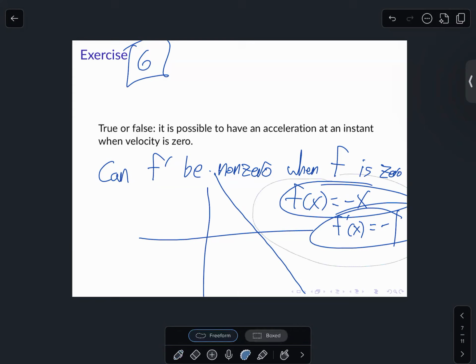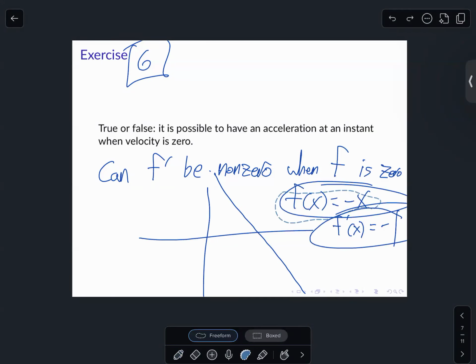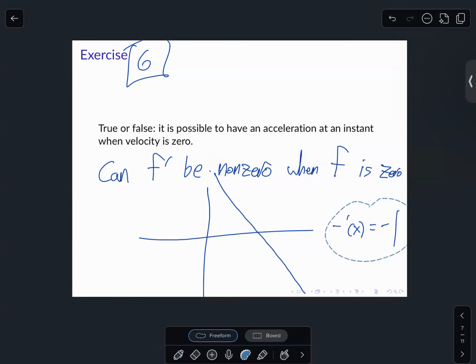So please meditate upon this. Meditate deeply upon this. There is a huge difference between value and change.